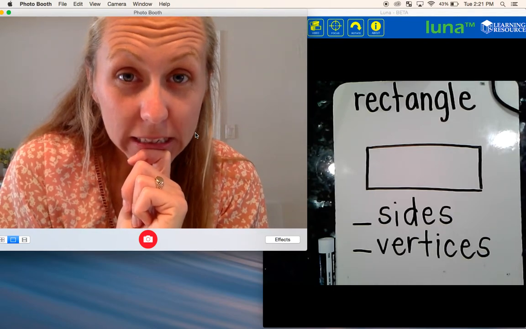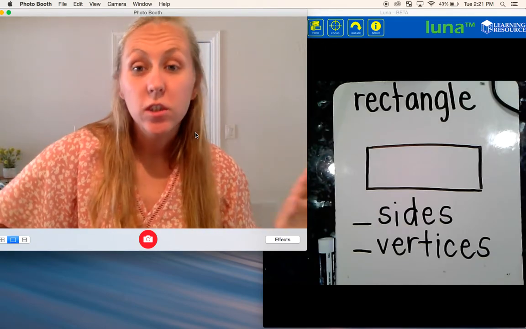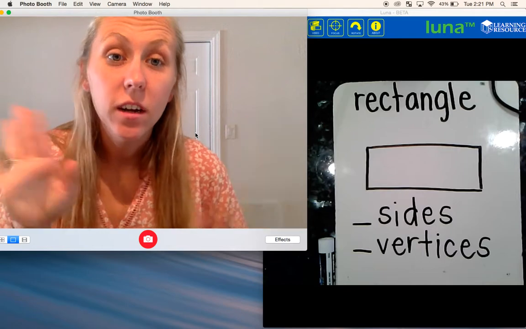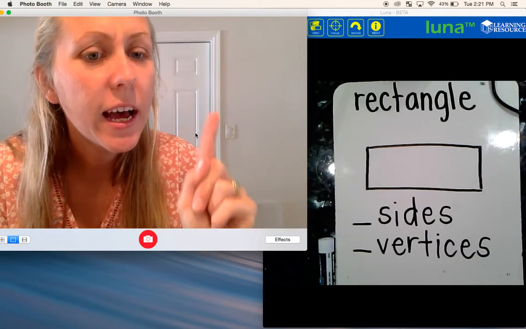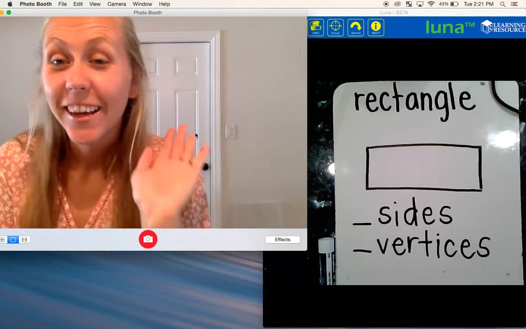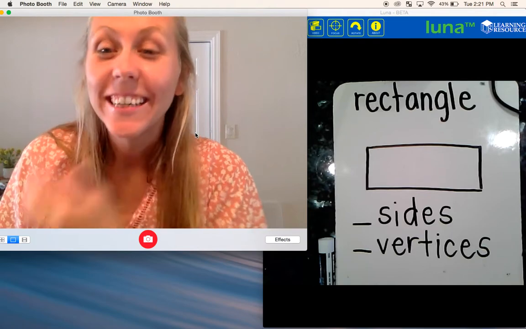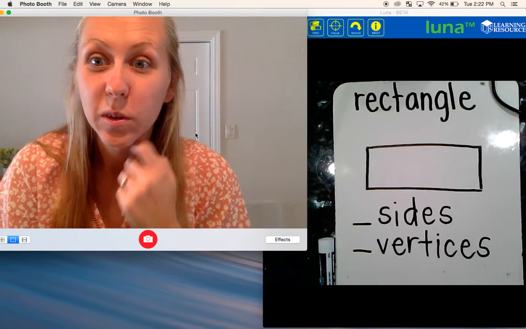If you remember what a side is, I want you to turn to somebody who's next to you, your brother, your sister, your mom, your dad, your grandma, aunt, uncle, friend, and tell them, a side is, go ahead. Okay, a side is the straight lines that are on the edge of the 2D shape.